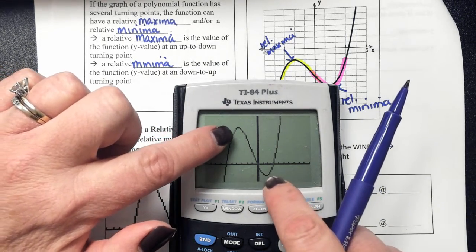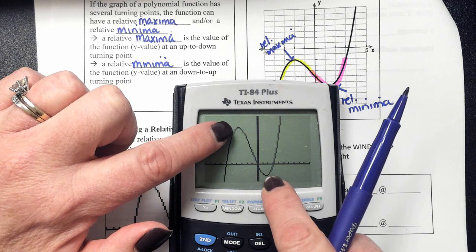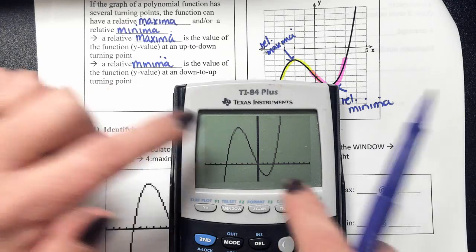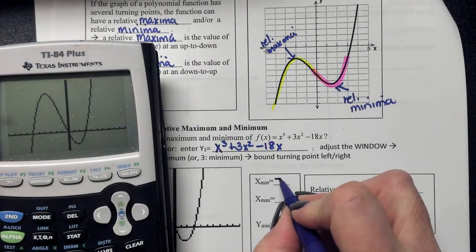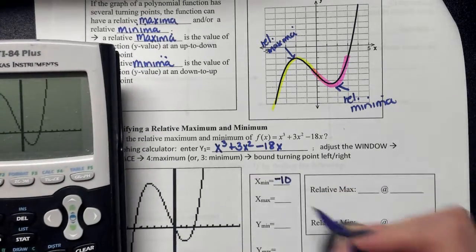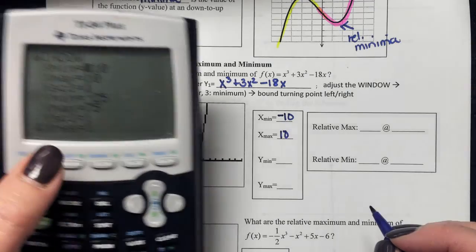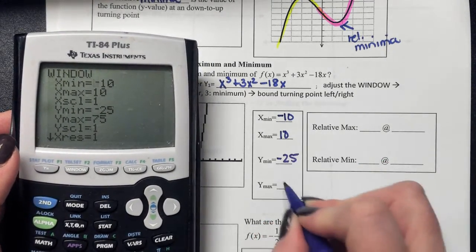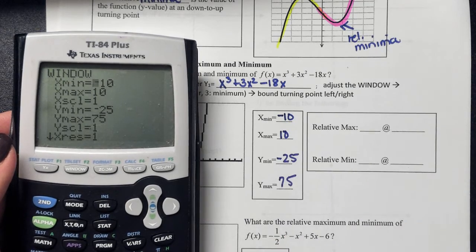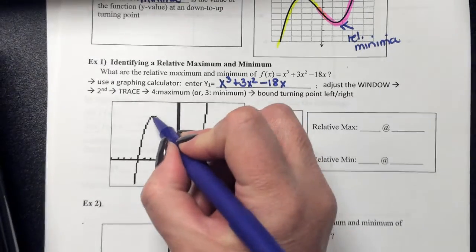But again, the thing you want to be able to see is where these turning points are located, whatever window setting you're using. So my X min I had as a negative 10. My X max was at positive 10. The Y min I set my calculator to, remember, was negative 25. That Y max I changed to 75. So now let's talk about how you can find these actual points.